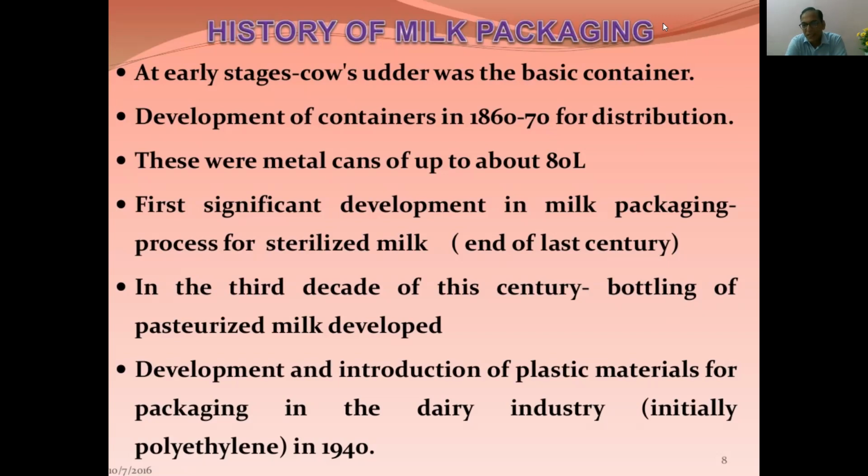Packaging came into significance and significant developments were made when sterilized milk and pasteurized milk were started. As far as the literature says, the glass bottles were first of all introduced for the bottling of the pasteurized milk. And then came the plastic materials. Initially polythene started in the early 1945.